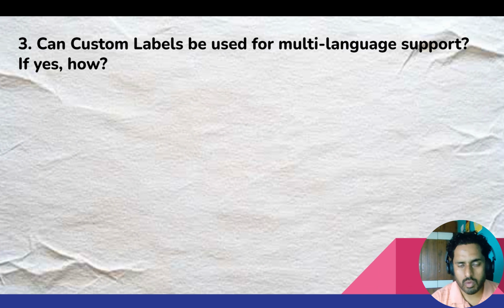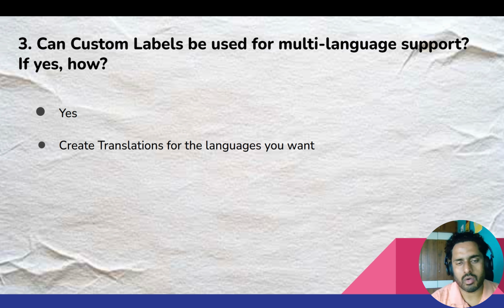The next one, can custom labels be used for multi-language support? If yes, how? For this question, of course, custom labels can be used for multi-language support. This is one of the advantages of using custom labels. So the answer is yes. And how do we use it for multi-language support? You need to create translations for each language under the custom labels to support multiple languages.